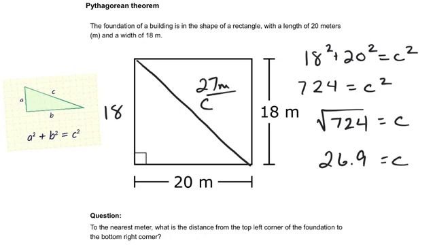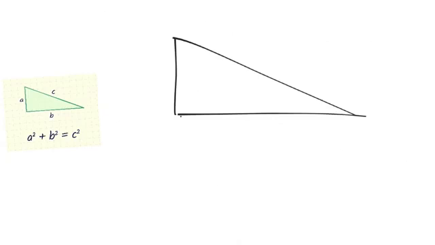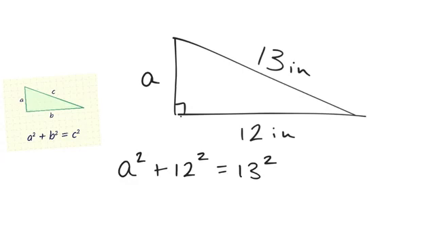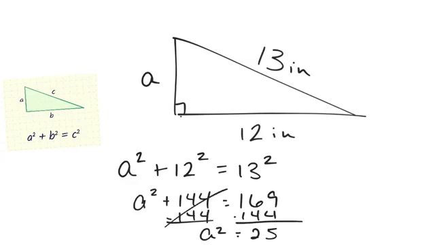So now if you need to find the leg and you're given the hypotenuse, your problem's going to look slightly different. Here, if I had a hypotenuse of 13, a leg of 12, I have a squared plus 12 squared equals 13 squared. A squared plus 144 equals 169. Subtract 144 from both sides, and now square root that final result to get 5. So the other leg is 5.